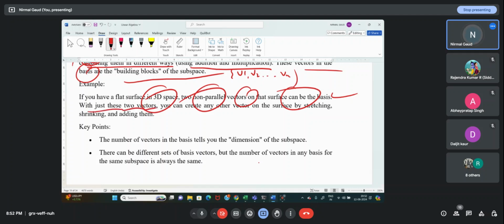With just two vectors, you can create another vector by stretching, shrinking, and adding them. This is a span. So if you can apply the span concept in a subspace, done. That's it.